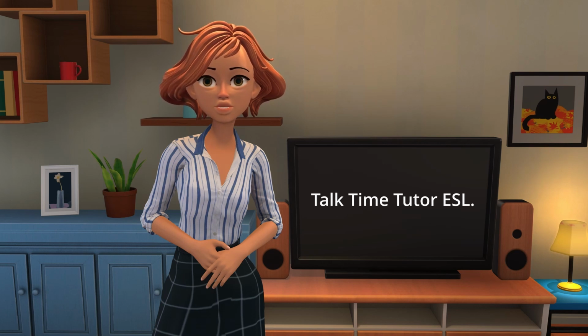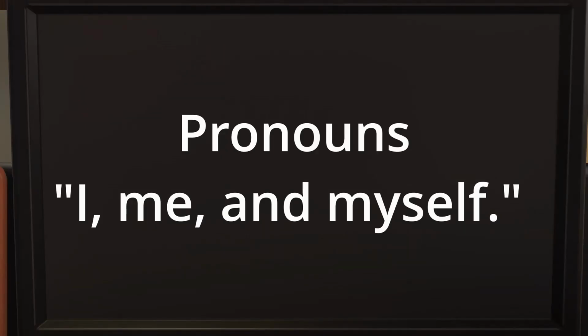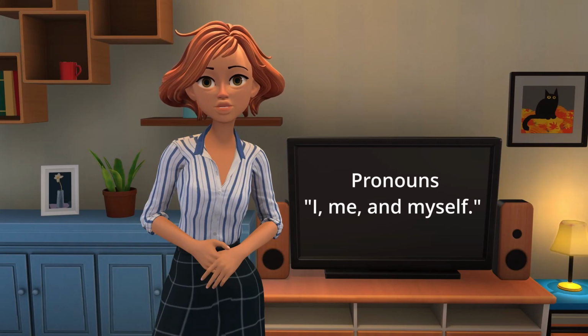Today's lesson will provide a brief introduction to the pronouns I, me, and myself. We will learn the appropriate usage of each pronoun when referring to ourselves.